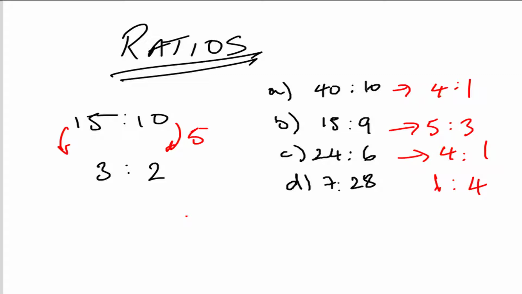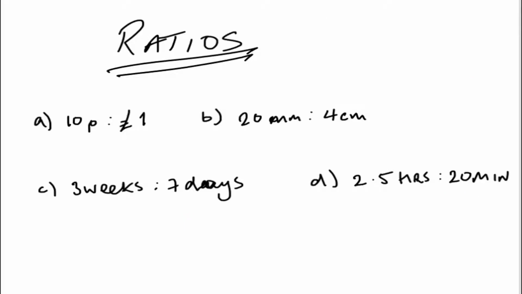Let's talk about practically how to use it. So we'll give you a few more questions which are a bit more practical. So here's a few questions that we've written out. For example, we're going to be using pounds, measurements, days, hours, etc. These are a bit more practical in our life. So let's take 10p to the ratio of £1.